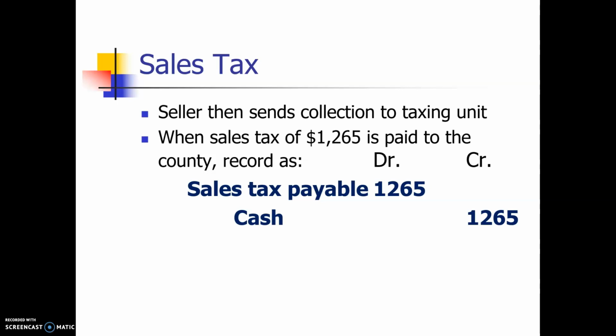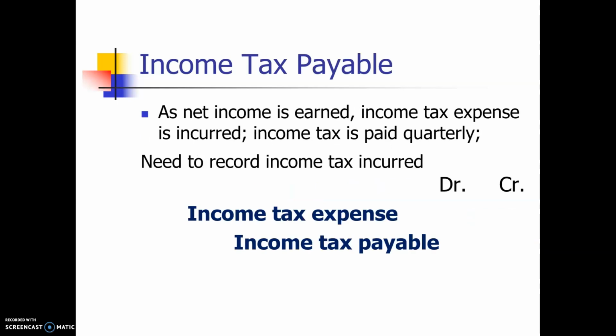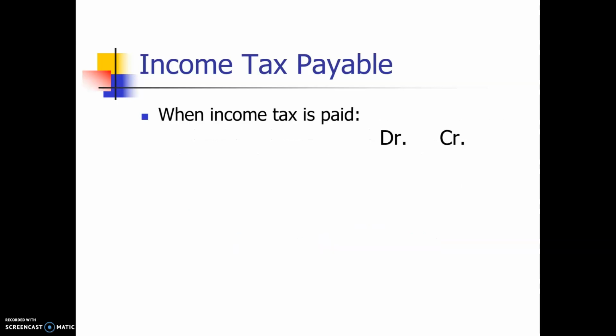Another current liability is income tax payable. As we earn net income, we are incurring income tax. We pay our income tax quarterly, but every month when we're doing our monthly financials, we'll need to record the income tax that we have incurred. So we'll debit income tax expense, we'll credit income tax payable. And then when it comes time to make our quarterly income tax payment, we'll just debit income tax payable, we'll credit cash.